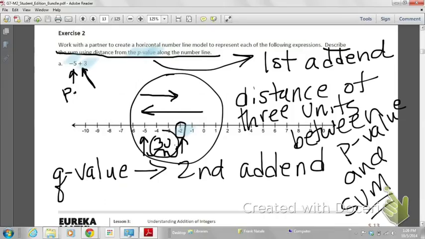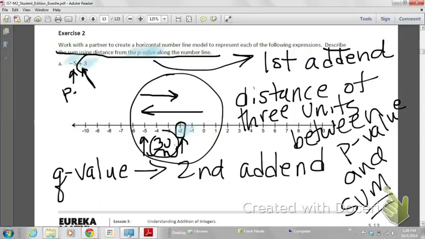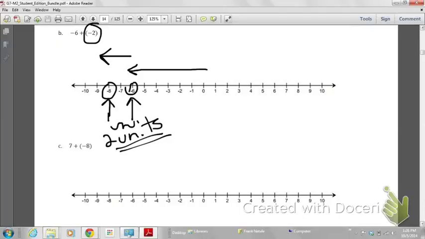Just like we said before, the first addend, the distance of 3 units between p-value and sum, and here we have the distance of 2 units between p-value, which is right here, and the sum. Okay, and you can see what happens is that this 2 units, this distance here, this absolute value correlates to here, to that -2, and in this case, to that 3.